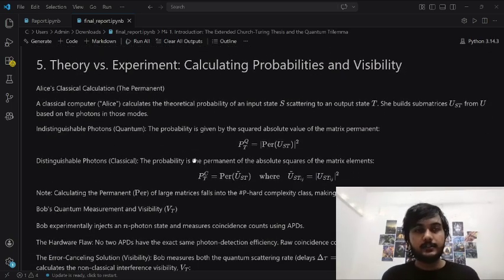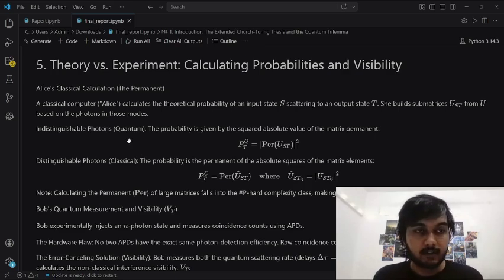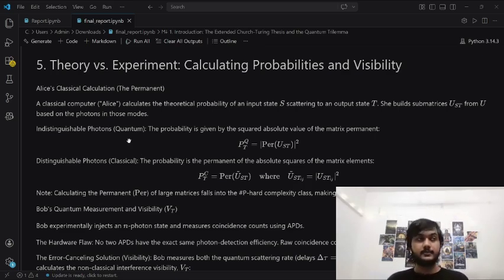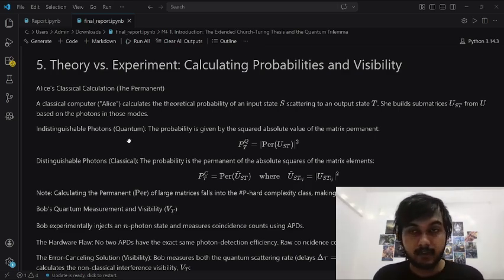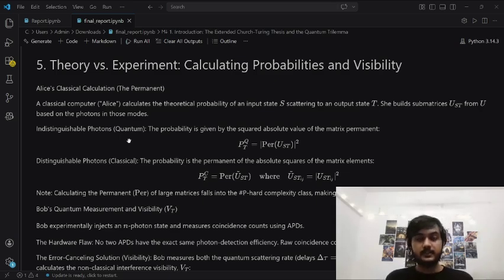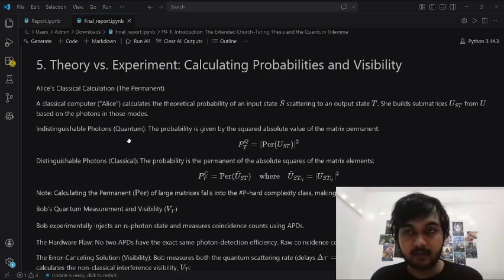Now we will see how the theory and experiment parts are different. Alice was using a classical computer to compute large permanent values, which is a #P problem, as we discussed before.